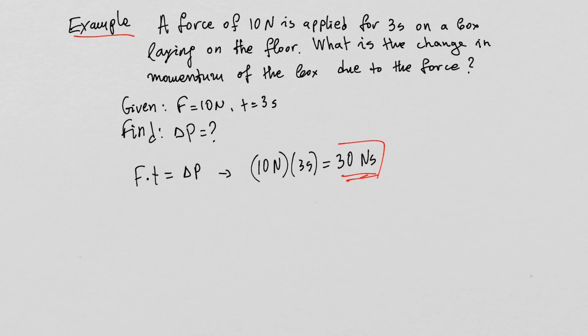One more point that I wanted to make is that the units right now for the change in momentum are the units that come from the units of the force and the units of time, so Newton seconds. But I mentioned before that this is also equal to the units for momentum. So this answer can also be written as 30 kilograms meter per second. It is the same quantity expressed in different units.